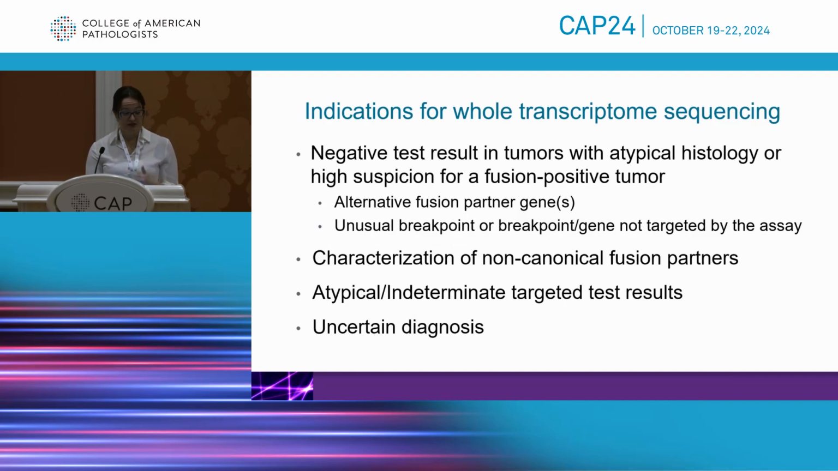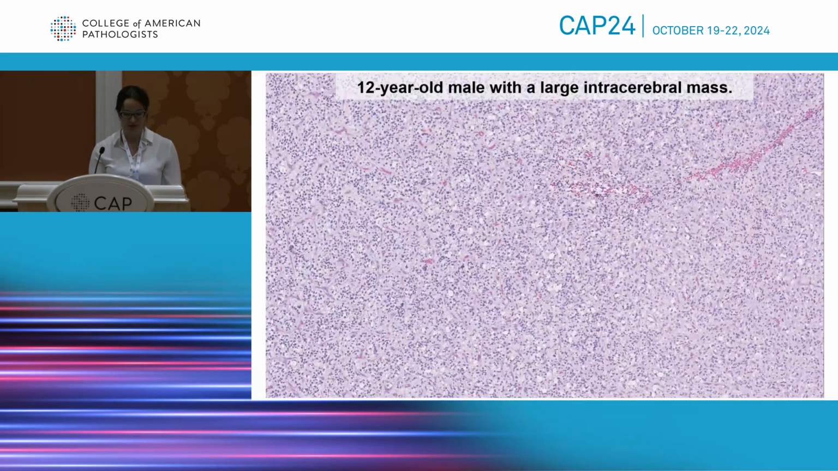So good indications for whole transcriptome sequencing would include when you have a negative test result in a situation in which your likelihood of having a positive result is very high; to characterize non-canonical fusion partners, which may not be covered by your targeted gene testing approaches; or if you have an indeterminate or an atypical test result, or if you are not exactly sure what you're looking at. The good thing about whole transcriptome sequencing is that you don't have to select a gene to test for, you're looking at the entire transcriptome.